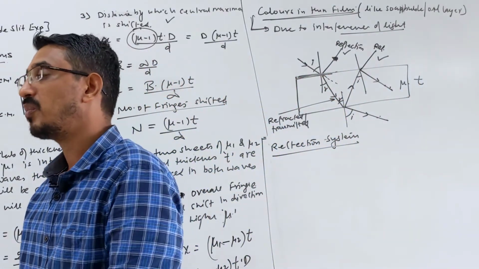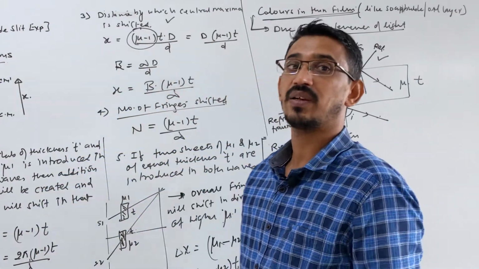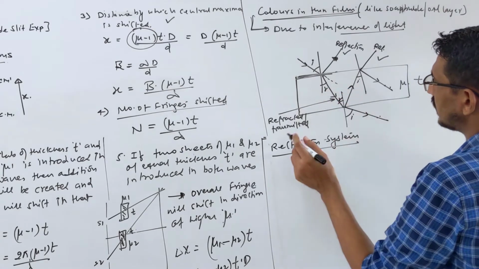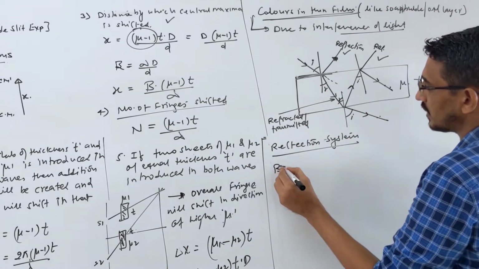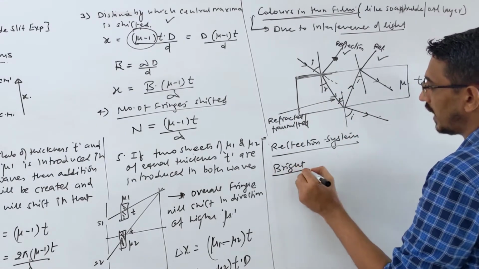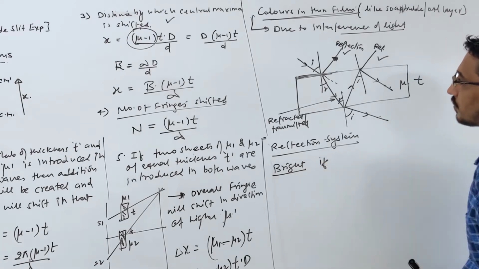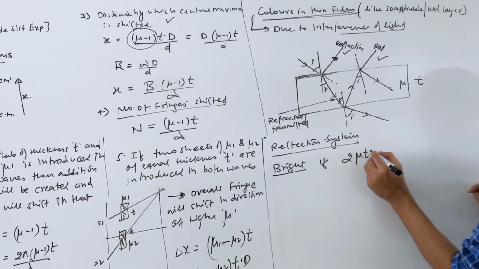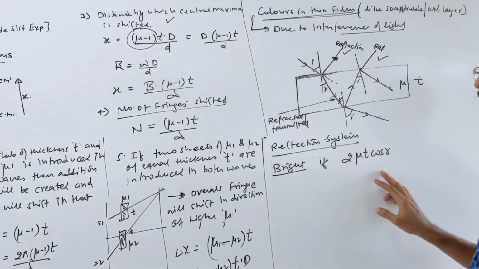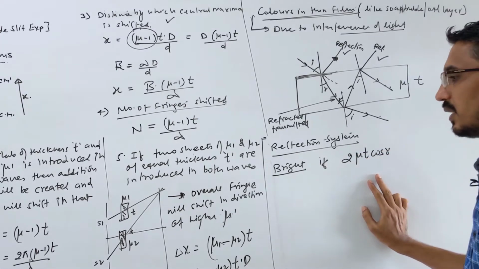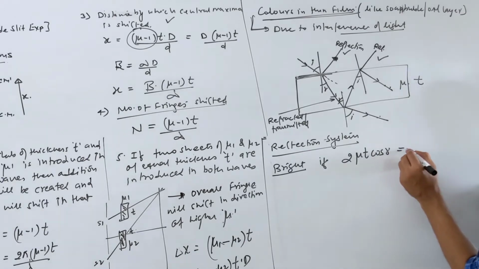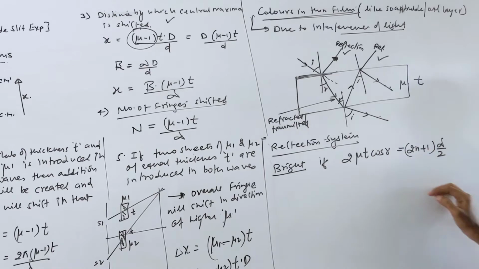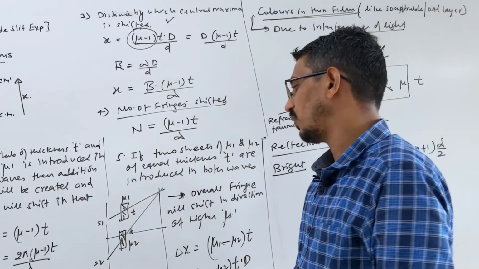So when will they produce constructive, and when destructive, that you want to know. So I am writing it here. This reflected system will make a bright fringe. A bright fringe will form if the path difference, which is given by 2 mu t cos r, is equal to (2n plus 1) lambda by 2. Then your bright fringe will be formed for this condition.